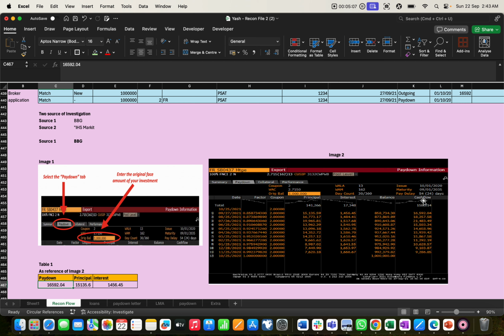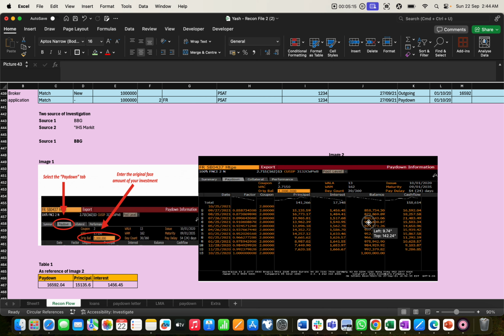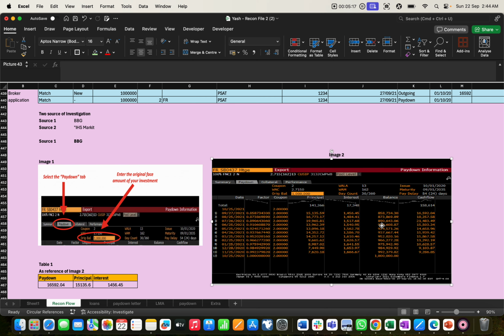So here the cash flow, meaning cash out or in, is showing here. So 16 is tying with our interest plus principal amount. This is how we can check whether the break we receive in our recon is tying with the BBG or not. This is the thing we have to take in scenarios to validate whether the break is correct or not.